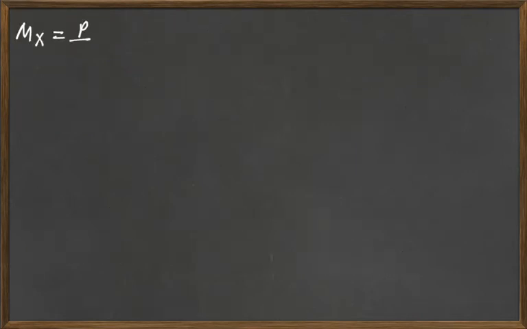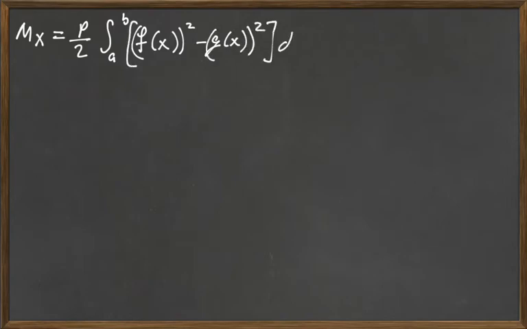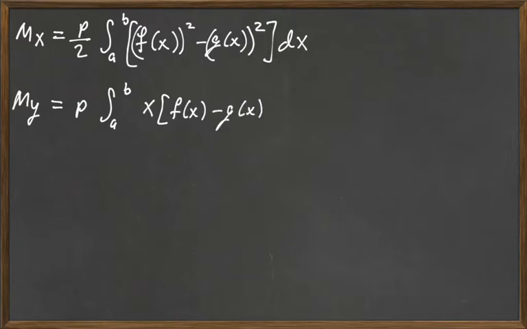The moment about the x-axis is going to be rho over 2, integral from a to b, of f of x minus g of x times f of x plus g of x. That's a difference of squares, so we can write that as f of x squared minus g of x squared dx. The moment about the y-axis is rho, integral from a to b, x times f of x minus g of x dx. Your center of mass is going to be x bar, y bar.